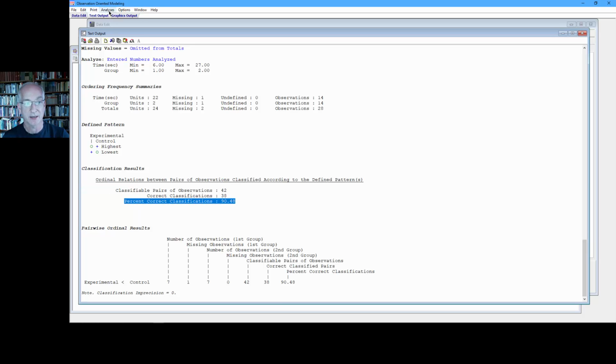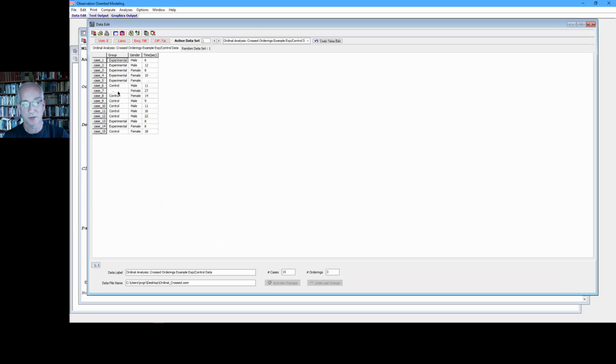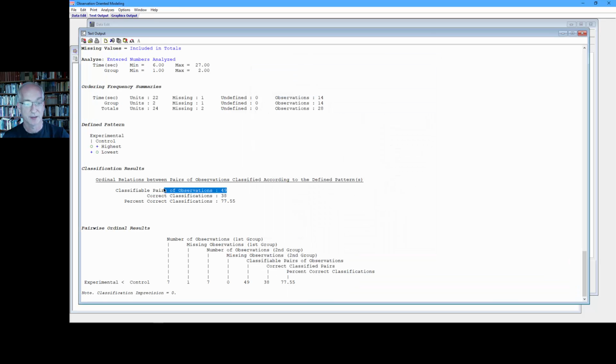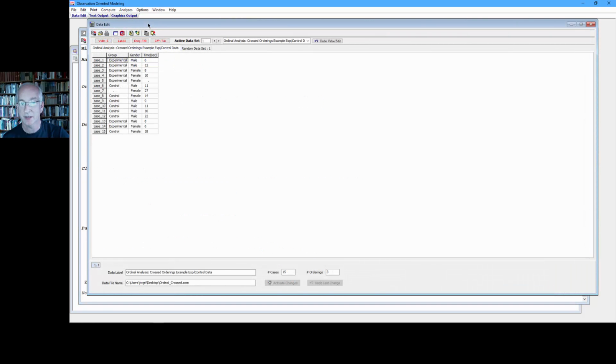So again, let's run that analysis. Look at the data again. Now without that control person, even if I add in the comparisons to the total here, the missing values, now I go to the include option. That's only going to work for the missing reaction time. It won't work for this missing grouping ordering, the individual there. So we'll select OK, and we're up to 49 classifiable pairs of observations, 38 out of the 49 again, and that's 77.55%.